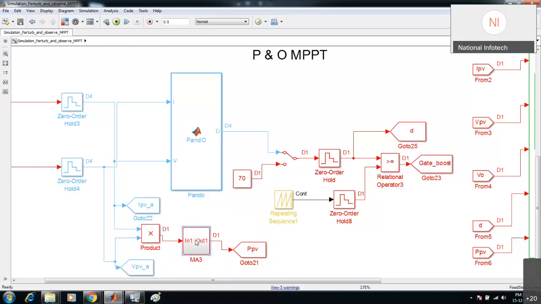Is it clear? Okay. Sir, a very silly question I'm asking. Can we replace this MA block with an RMS block? There is one RMS block. No, no, you can replace it with RMS.